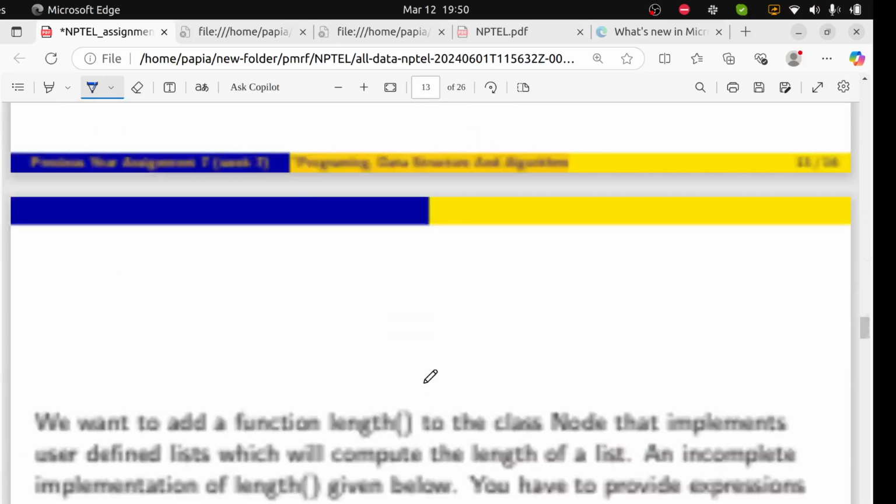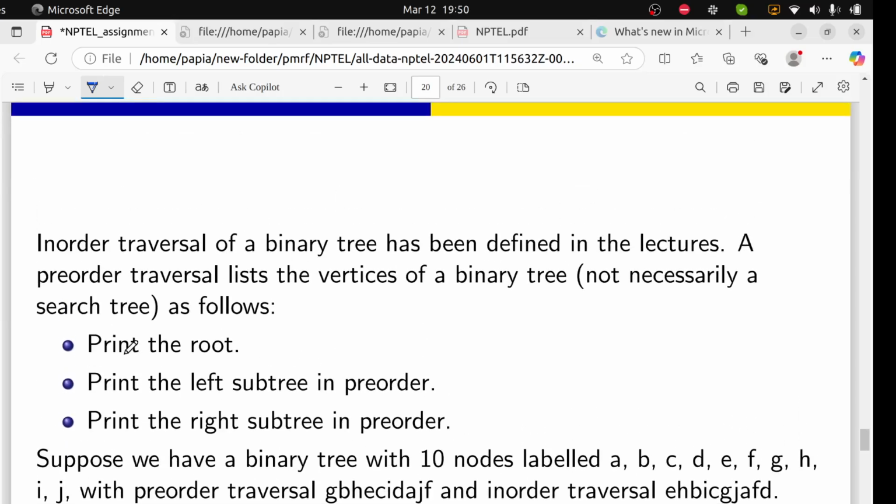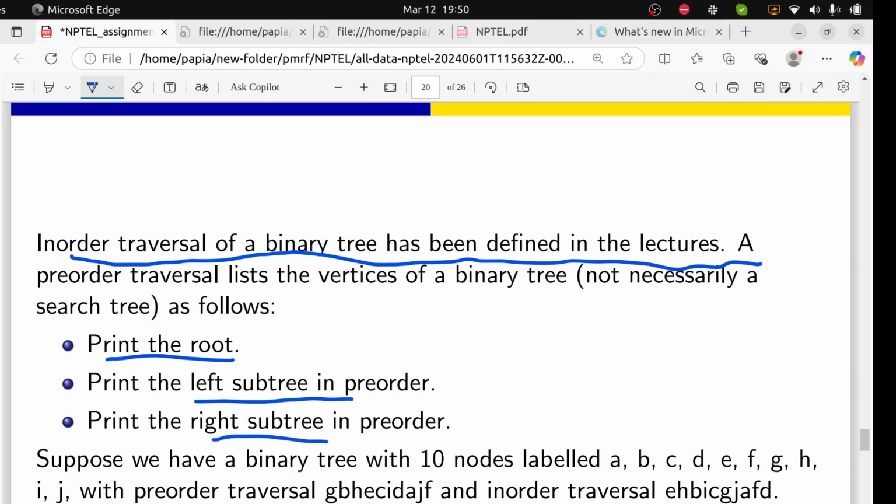The condition was here. You can see this condition was here as well. Yes. For the pre-order case, sir has already told that in-order traversal of a binary tree has been defined in the lectures. But the pre-order traversal is like at the very first print the root, then print the left subtree, then print the right subtree. So you have to give some condition so that I can write how the tree will be.